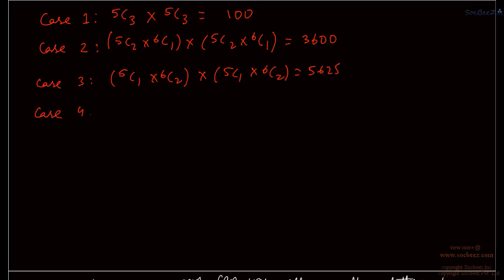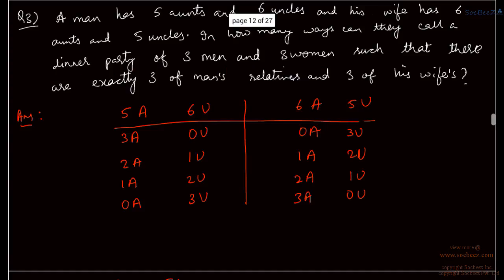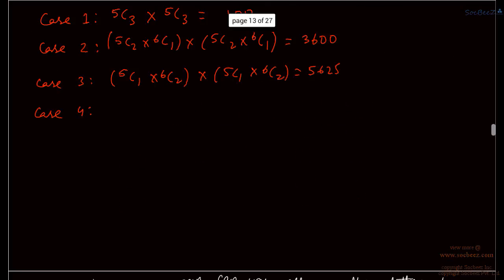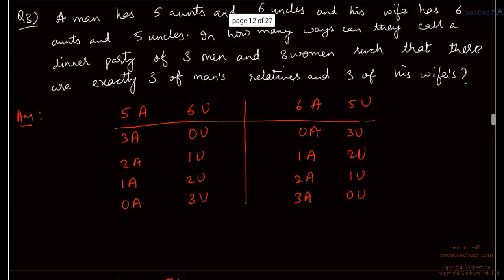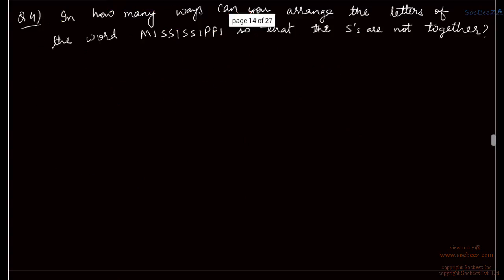And the fourth case now, 6c3, and that is squared now. 6c3 is 20. So 20 squared, 400. Hence the total number of possible ways, this comes from the rule of sum. So it is 100 plus 3600 plus 5625 plus 400. Well, that gives us 9725. So there are 9725 ways in which they can call such a dinner party.